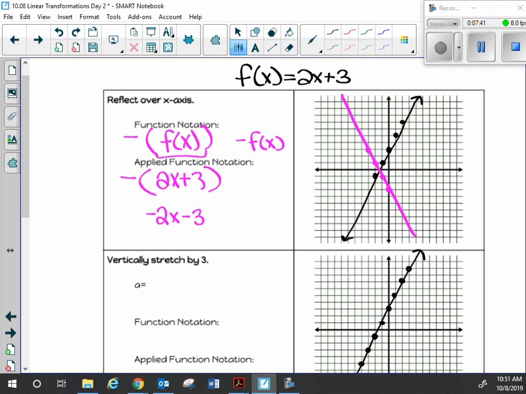Would they ever share the same point somewhere? They share the x-intercept. That only works if you're only doing one transformation though. If I said reflect it over the x and then shift it, it won't share that x-intercept anymore.